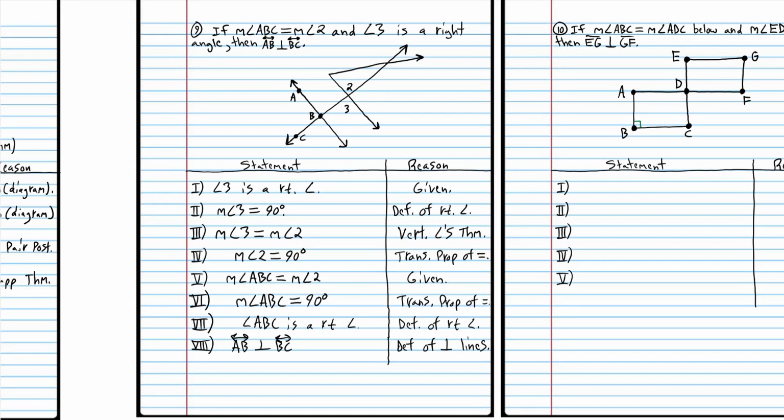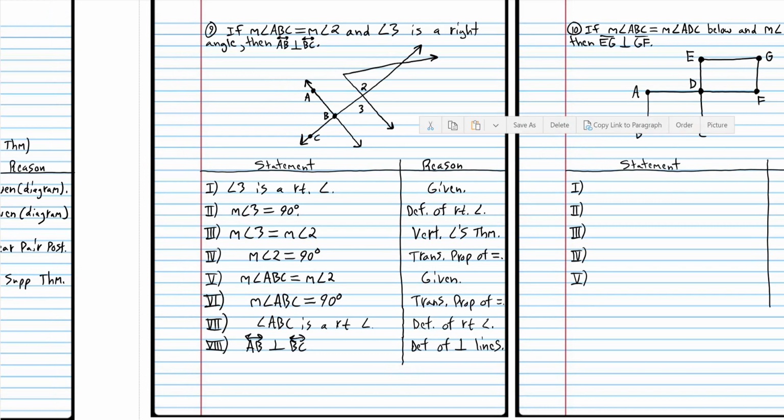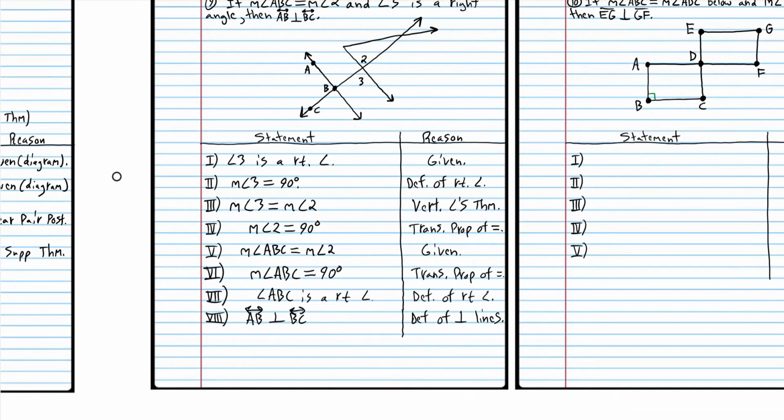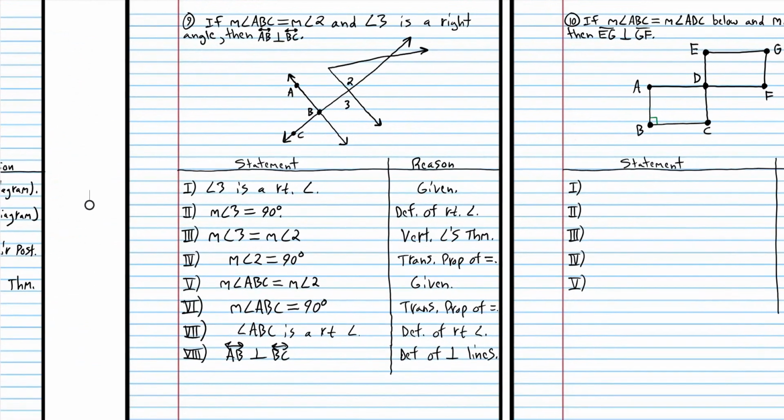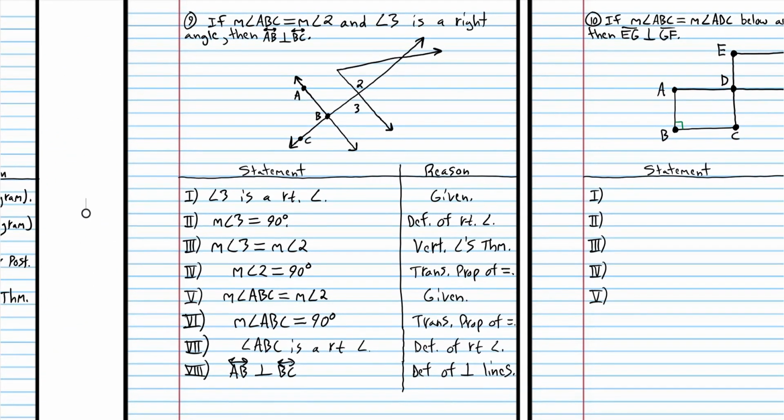So that was the proof for that particular problem. Again, we're learning how to prove that two lines are perpendicular. Sometimes we prove that two segments are perpendicular or two rays are perpendicular.